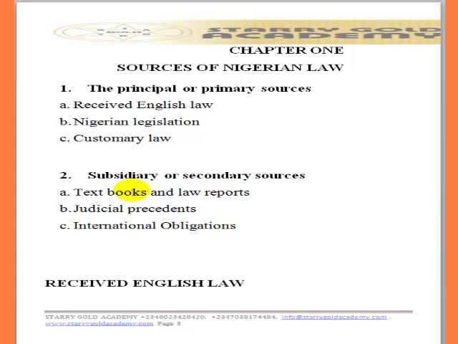We have sources of Nigerian law. This is chapter 1. The sources are divided into 2. We have the primary or principal sources. Under principal or primary sources, we have received English law, we have Nigerian legislation, and we have customary law. Then under subsidiary or secondary sources, we have textbooks and law report, judicial precedents, and also we have international obligation.